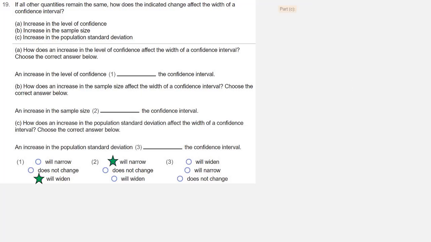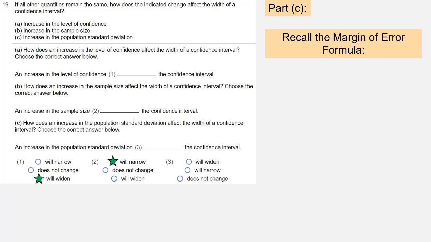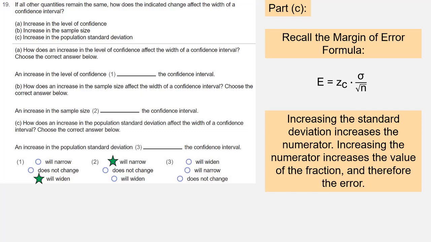In part C, how does an increase in the population standard deviation affect the width of a confidence interval? So again, we'll look at that margin of error formula. Error equals ZC times sigma over the square root of n. This time, if we're increasing sigma, sigma is in the numerator of the fraction.